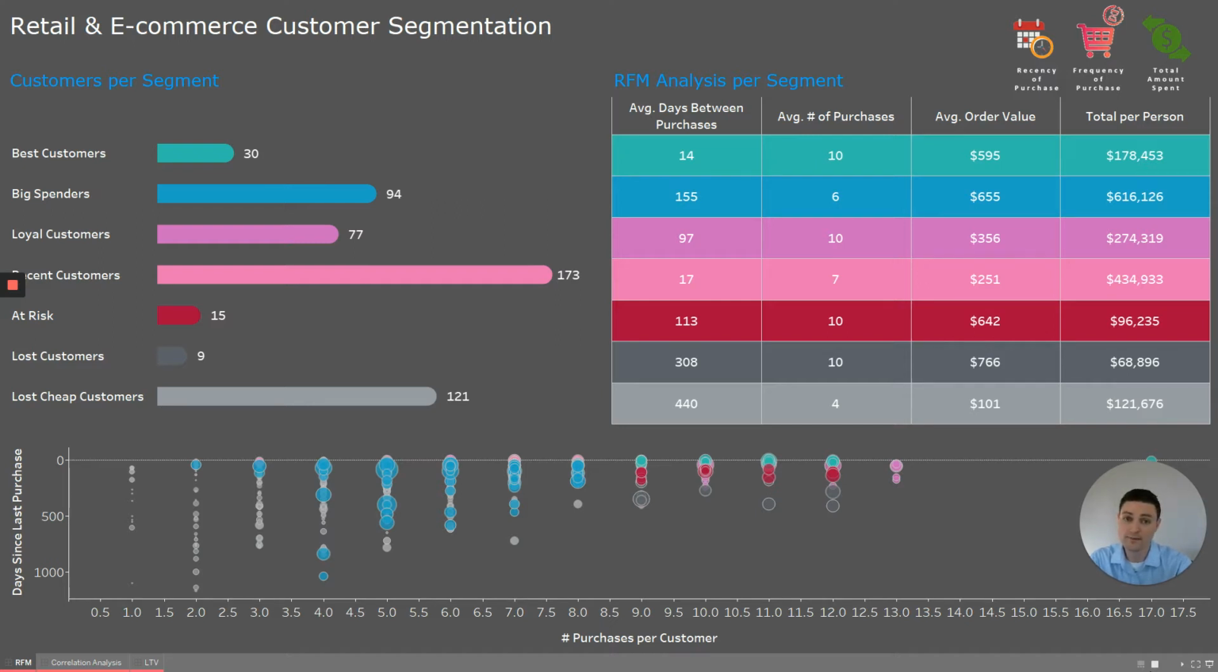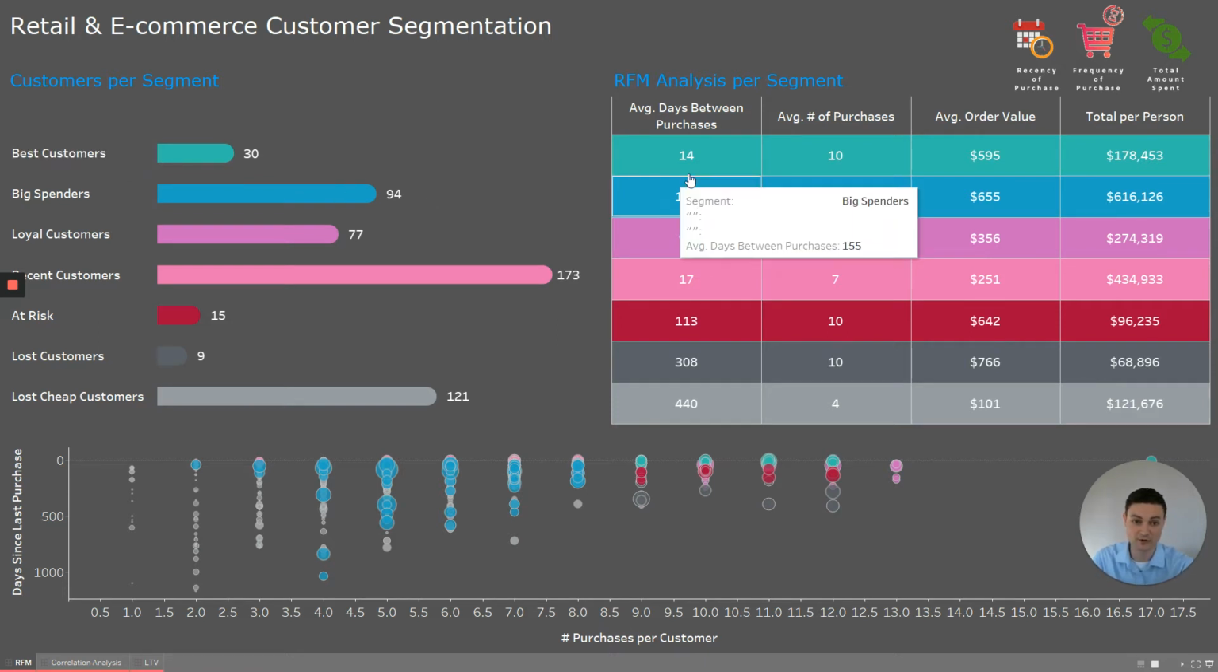One is an RFM analysis, which is recency, frequency, and the monetary value. So we can use those to look at days between purchase, the total number of purchases, average order value, the amount per person, and we can take those kinds of criteria and segment our base up into segments like this.